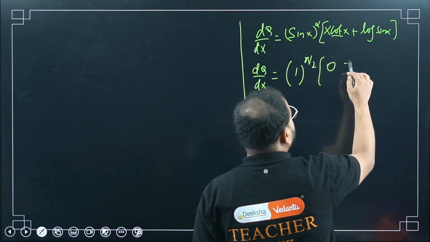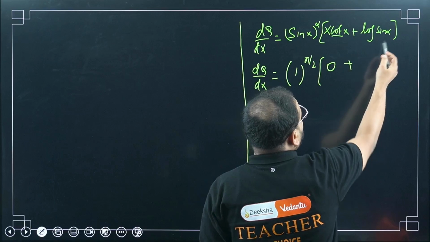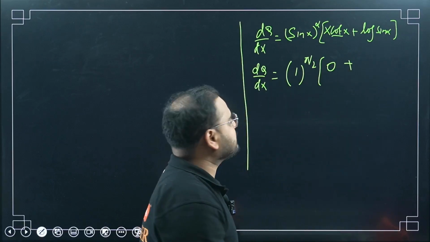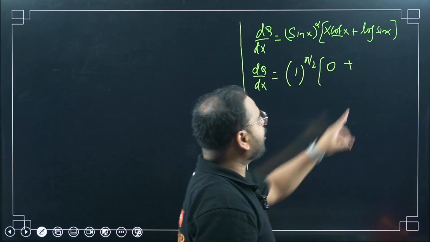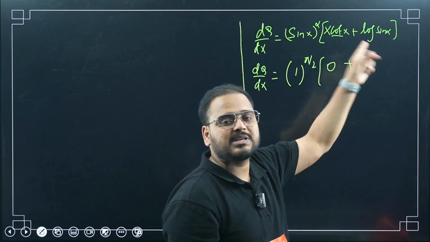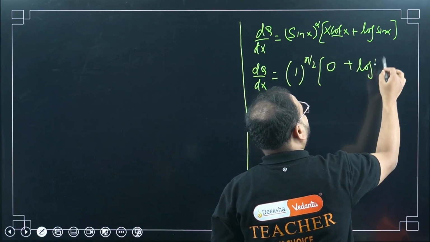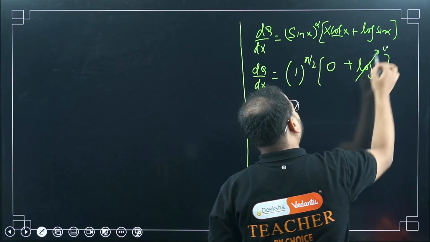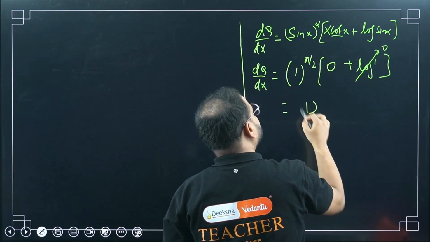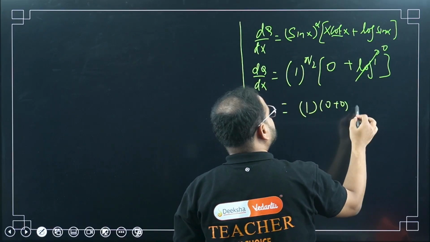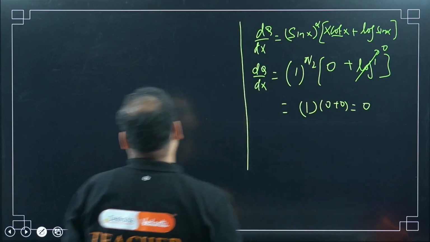What about this? Simply log of sin alpha, which means log of sin pi by 2. Sin pi by 2 is how much? 1. So log of 1. How much is log of 1? 0. 0 plus 0 is what? 1 times 0 plus 0 is simply 0.